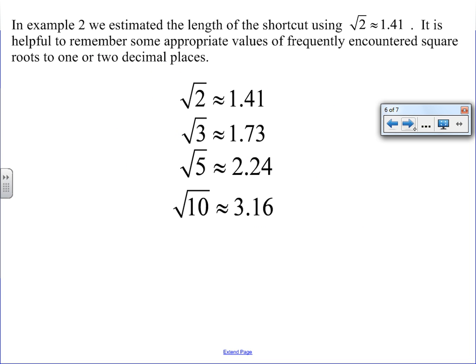In example 2, we estimated the length of the shortcut using radical 2 is approximately 1.41. It is helpful to remember some approximate values of frequently encountered square roots to one or two decimal places. So once again, you do not have to remember this because you have a calculator. If you don't remember it, punch it in, round it to two decimal places.